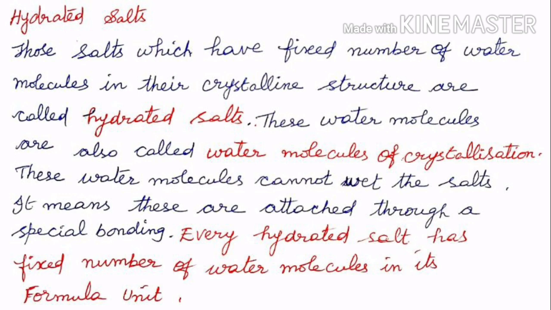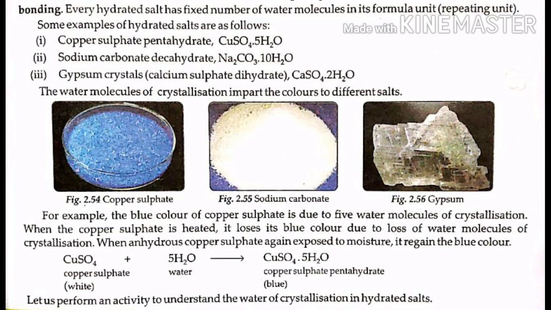Hydrated salts. Those salts which have a fixed number of water molecules in their crystalline structure are called hydrated salts. These water molecules are also called water molecules of crystallization. These water molecules cannot be separated from the salts easily. It means these are attached through a special bonding. Every hydrated salt has a fixed number of water molecules in its formula.